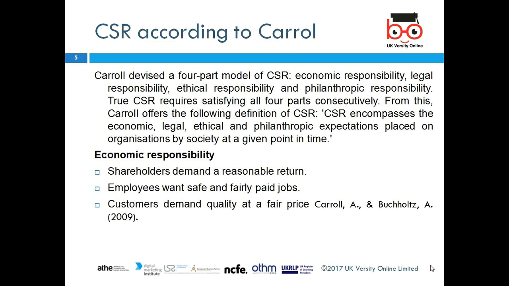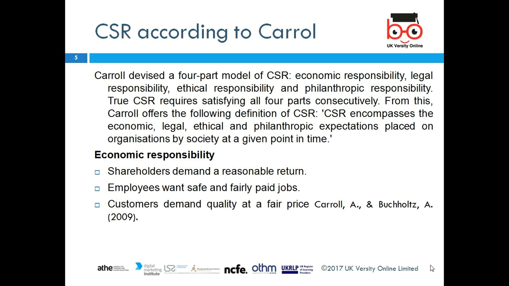CSR, corporate social responsibility. According to the quite popular author Carroll, there are various approaches or theories on corporate social responsibility. He divided it into a 4-part model of CSR: economic responsibility, legal responsibility, ethical responsibility, and philanthropic responsibility, which we need to go through.